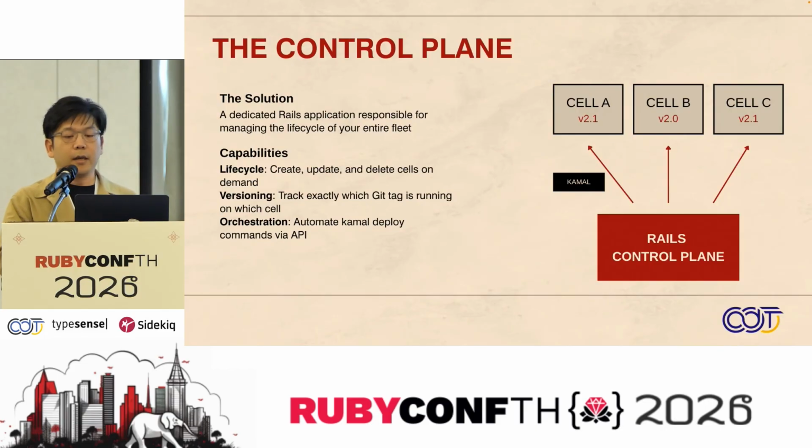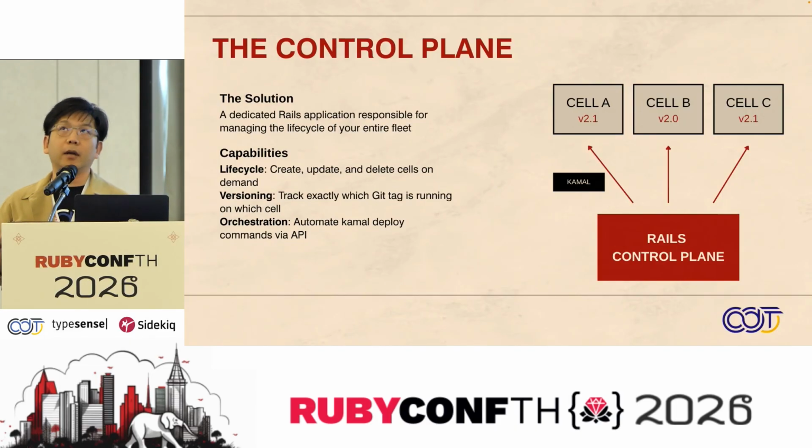Second, versioning. It tracks exactly which Git tag or image version is running on each cell. At any point, we can answer: what version is cell A on right now? Which cells are on version 2.1 or version 2.0? Third, orchestration. It can automate Kamal commands via API or background jobs instead of a human manually typing kamal deploy for every cell. The control plane does it programmatically.